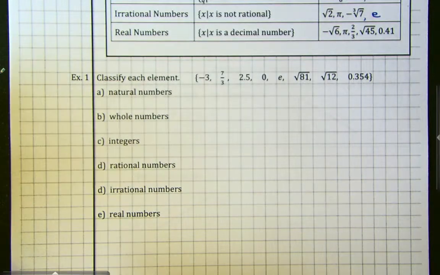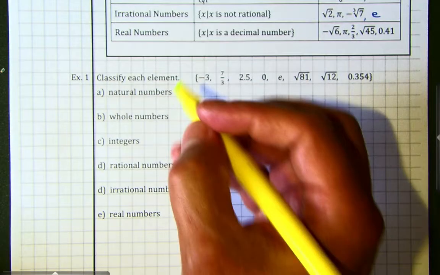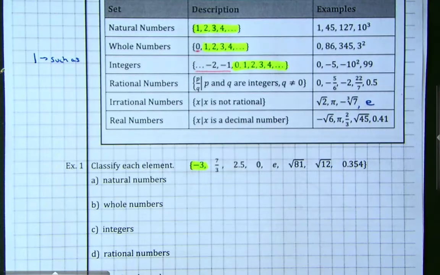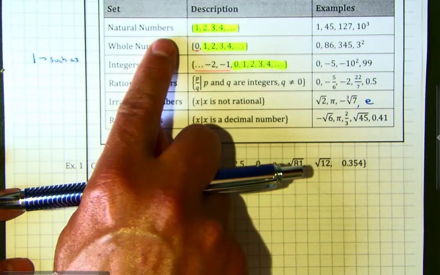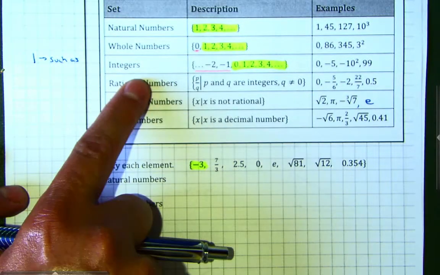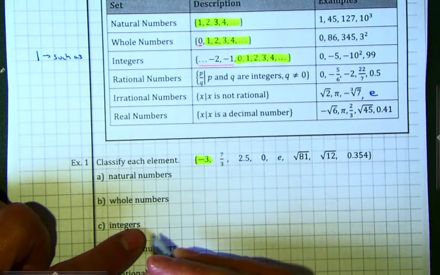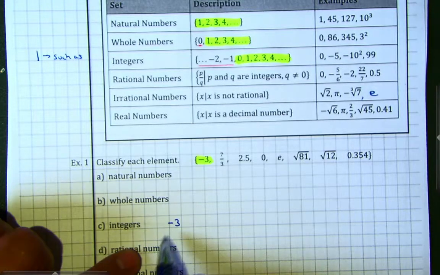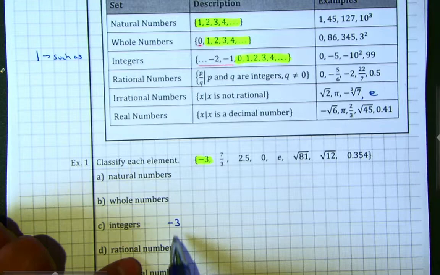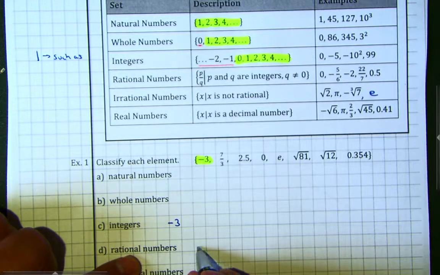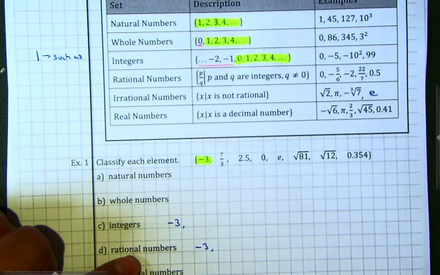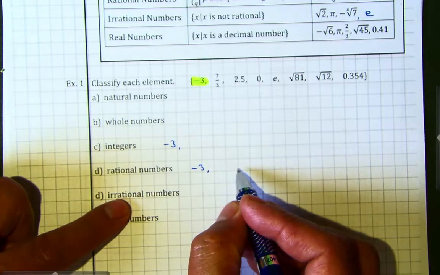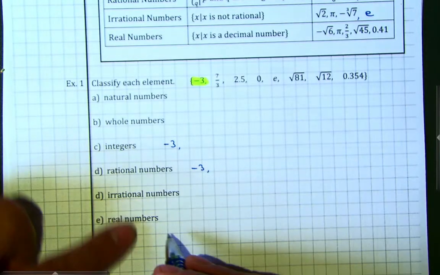Classify each element. Let's start with negative 3. We know that negative 3 is not a natural number, it's not a whole number, but it is an integer. If it's an integer, then it's also a rational number. It's not an irrational number because when we type it in the calculator, there are no repeating decimals. Well, there are no decimals period. But it is a real number.